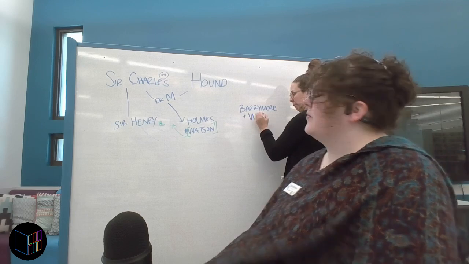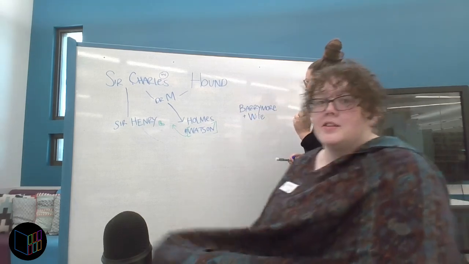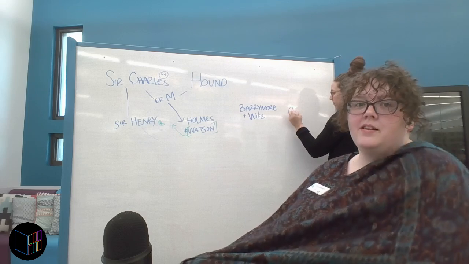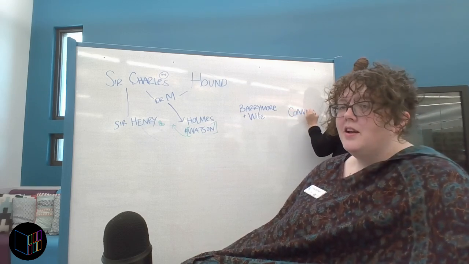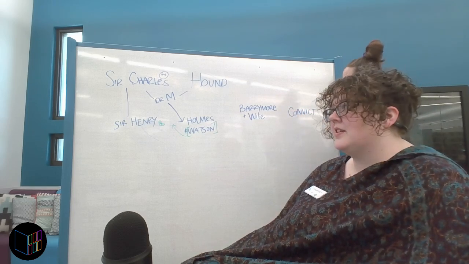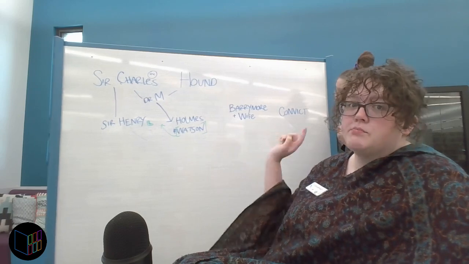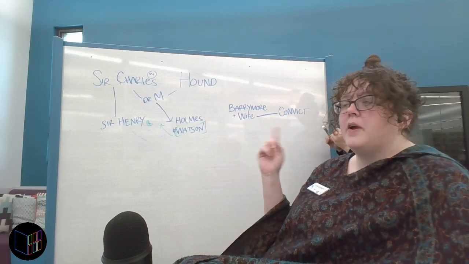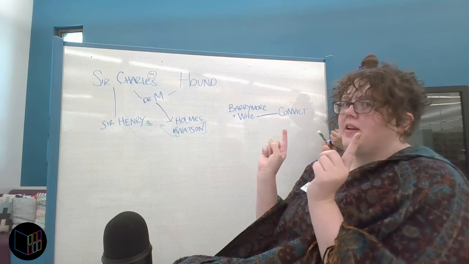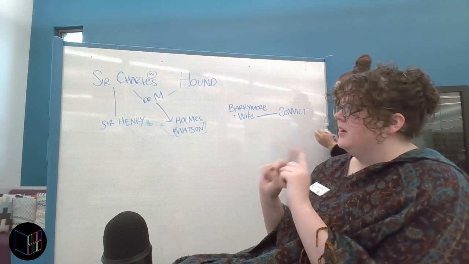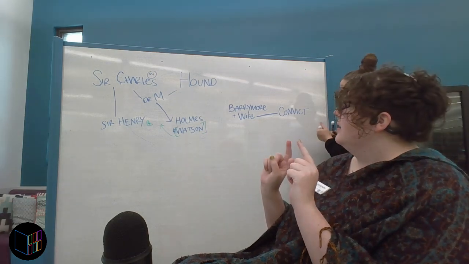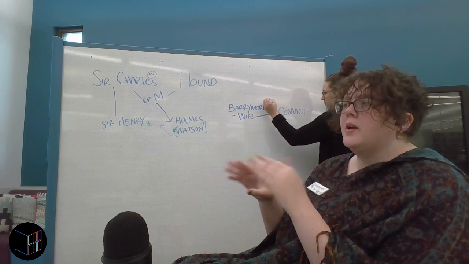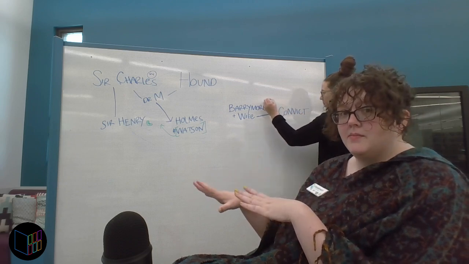But we find out the reason for that is because there is also an escaped convict that has been hiding out in the moors, and turns out that the convict is actually Barrymore's wife's brother. Barrymore and the convict have been sending signals to each other at night through a lantern in the window to know when it's safe to deliver supplies.